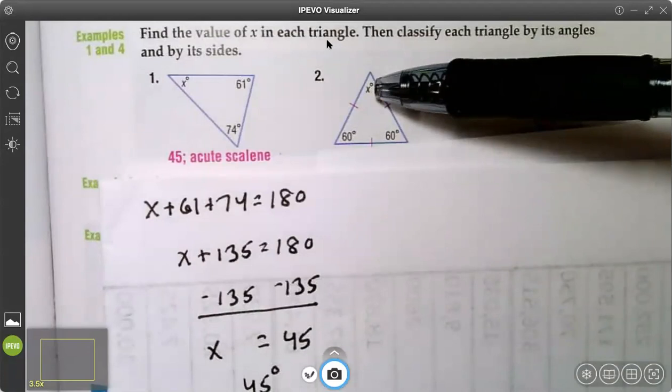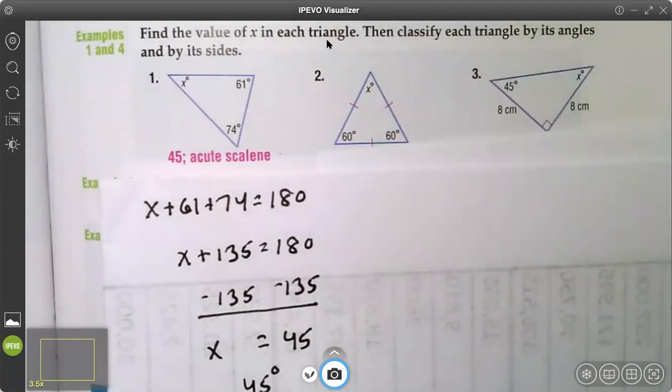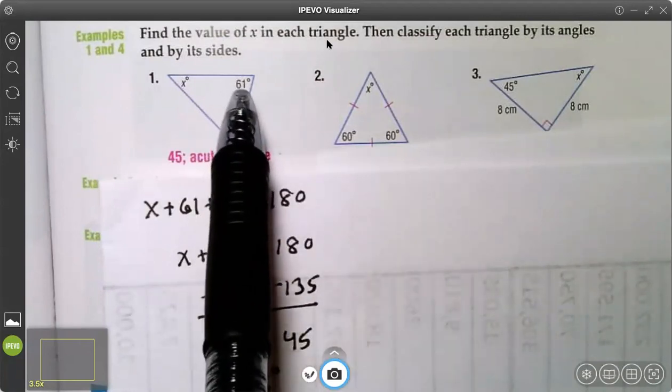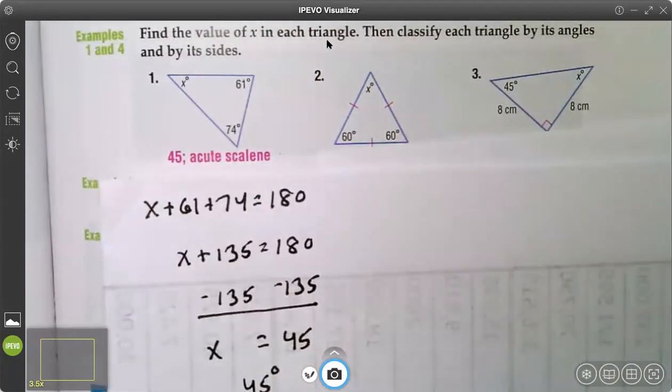Find the missing angle measure and then classify it by its angles and by its sides. You can use an equation, or you can just subtract the 2 you know from 180 to get the one you don't know. Matter of fact, I would suggest you just subtract from 180 to save time until we get some that have expressions.